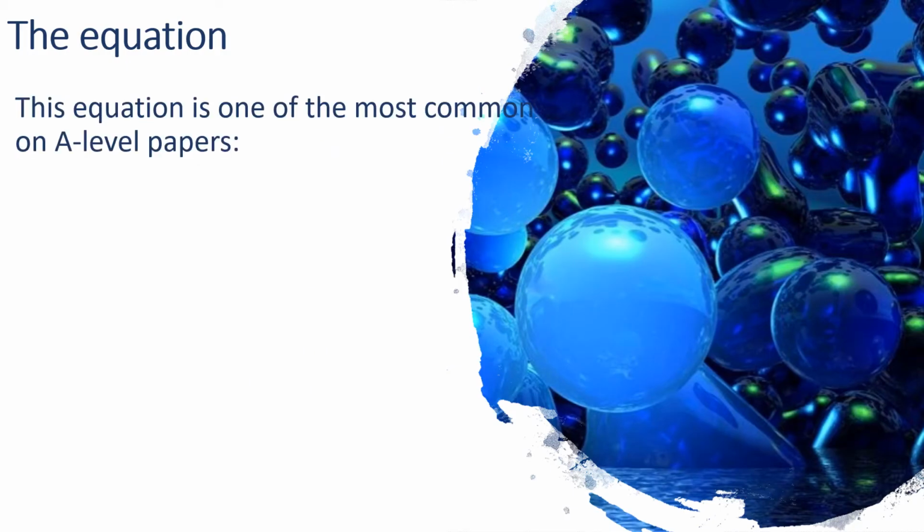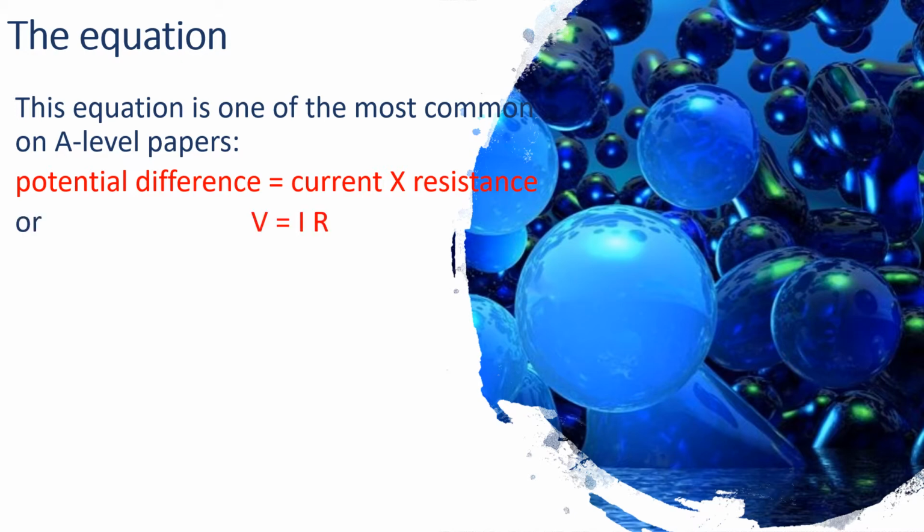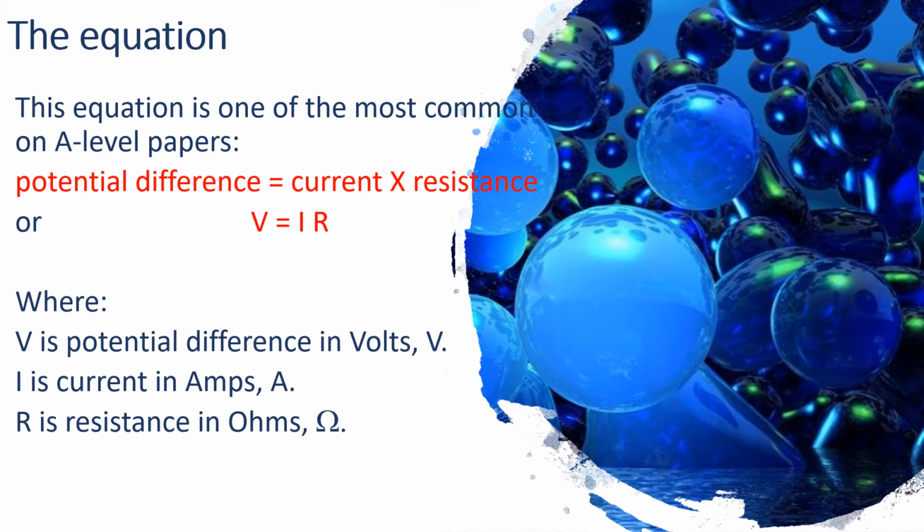Okay, the equation. This is one of the most common equations used on A-level papers. Potential difference is current times resistance, which you should have learned at GCSE, but it's on the equation sheet. Make sure you know your symbols. V for potential difference, sometimes known as voltage, but we'll stick with potential difference, measured in volts. I is current, measured in amps, and R is resistance, measured in ohms.